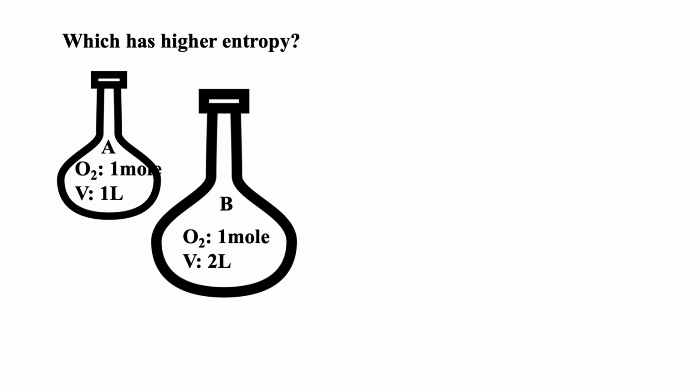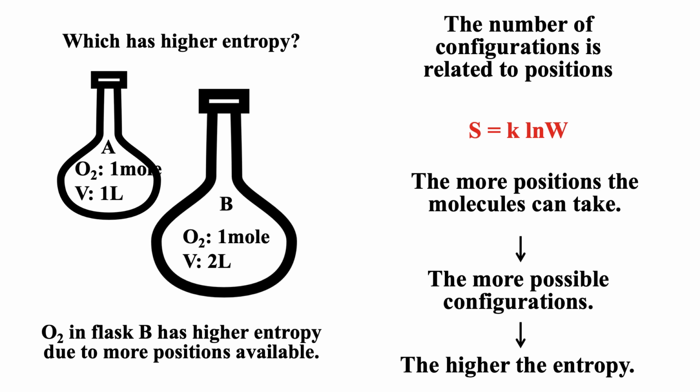And so we could ask, okay, which of these two flasks has higher entropy? In both cases, we have 1 mole of oxygen gas. In A, we have a 1 liter flask. In B, we have a 2 liter flask. Well, in the bigger flask, you'll have more places the gas can be, and so B should have a higher entropy than A. Again, entropy is a measure of the number of configurations. The more positions the molecules can take, the more possible configurations, the higher the entropy.